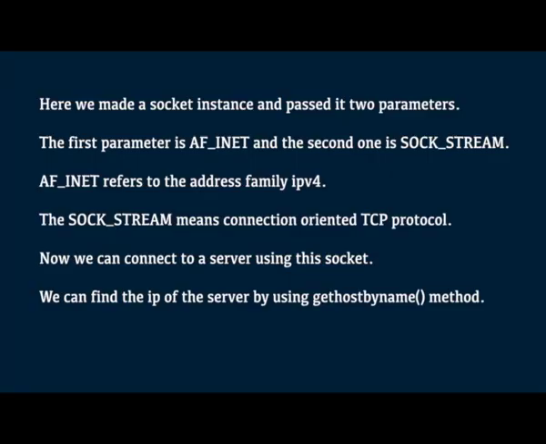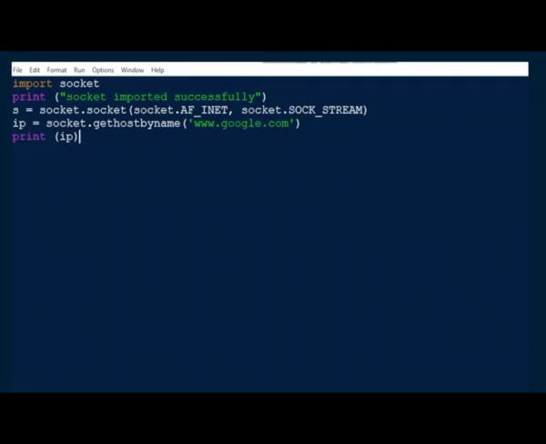So, from the flowchart diagram, you would have learned which socket methods are required to create a client-server socket program in Python. Socket programming is started by importing the socket library and making a simple socket. Here we made a socket instance and passed it two parameters. The first parameter is AF_INET and the second one is SOCK_STREAM. AF_INET refers to the IPv4 address family. SOCK_STREAM means the connection-oriented TCP protocol. Now we can connect to a server using this socket. We can find the IP of the server by using the gethostbyname method. So, the first thing is you have to import the socket module.